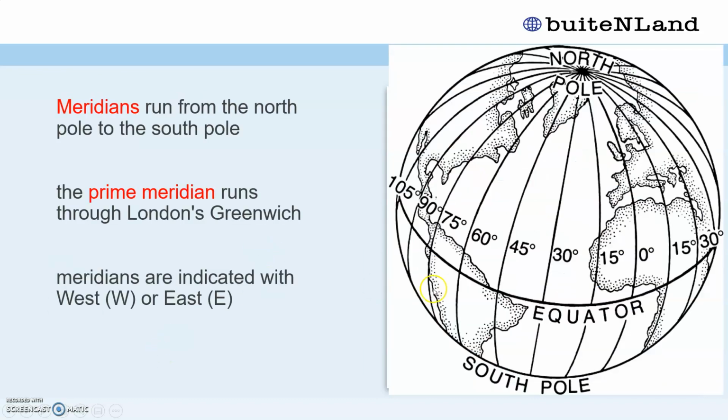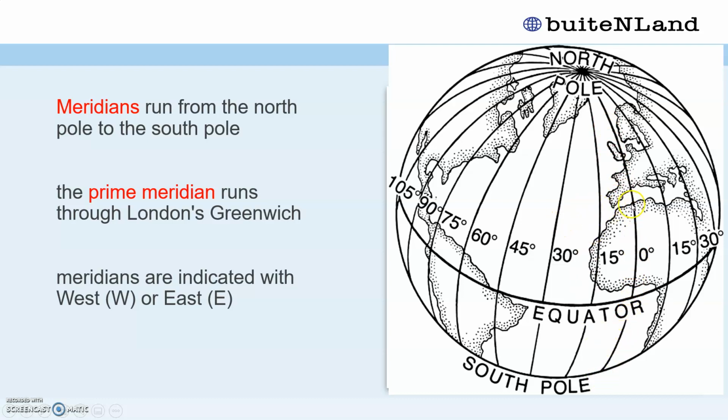The first lines are the meridians. So they run from the North Pole to the South Pole. So they divide our Earth into East and West. The zero line was invented by someone who probably lived near Greenwich in London, because that's the zero line. As you can see it over here, we call that zero line the prime meridian.